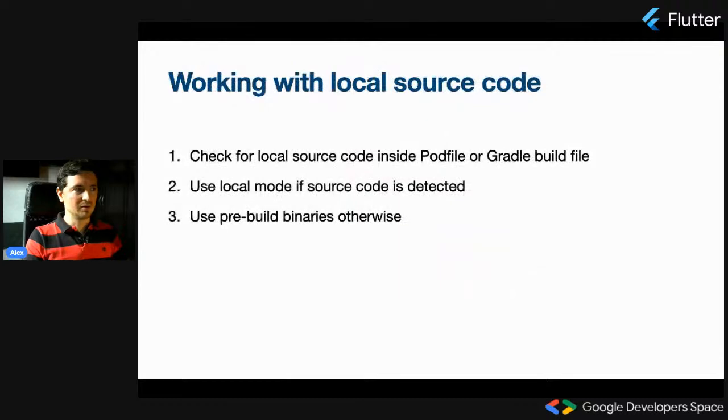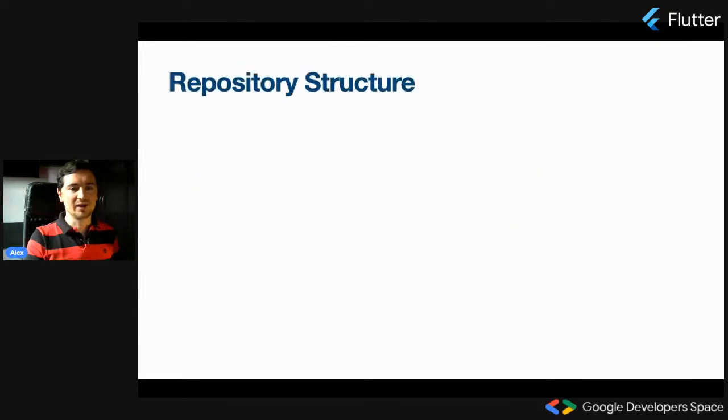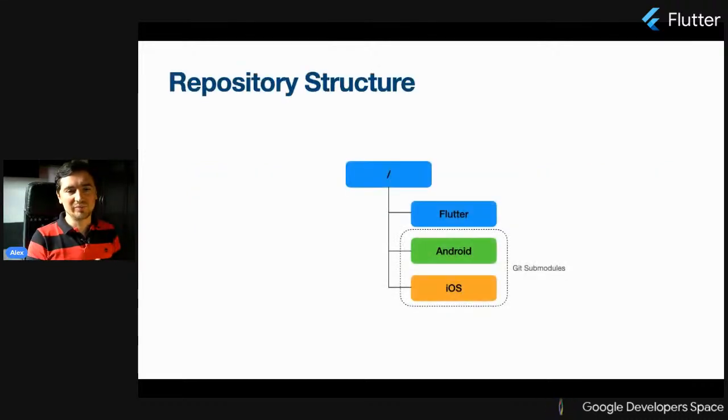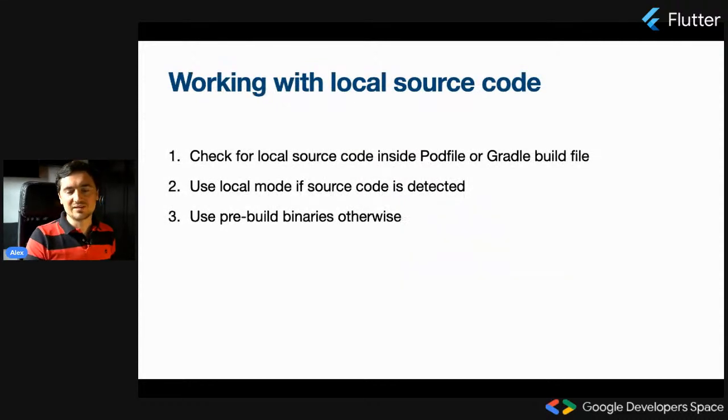So basically, when we build our Android or iOS app, we can detect, oh, there is an existing folder on the same level as my Flutter source code. So instead of taking binaries, I will actually go ahead and use the local source code of Flutter and build my Flutter module with the Flutter SDK. Yeah, so this is basically what's happening.